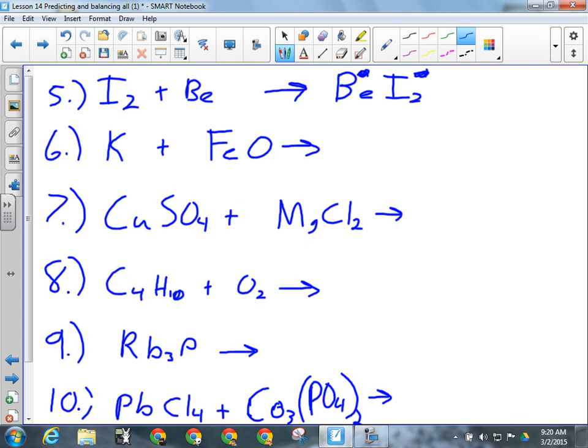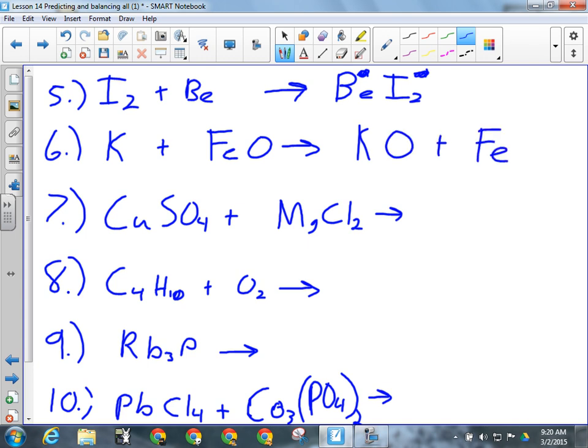For number 6, I've got potassium reacting with iron(II) oxide. How do I know it's iron 2? Right, there's only one oxygen. Oxygen's -2. Iron has to be +2. Doesn't really matter in this case because iron's going to end up by itself because it's a single replacement reaction. So potassium ends up with oxygen. Iron ends up by itself.